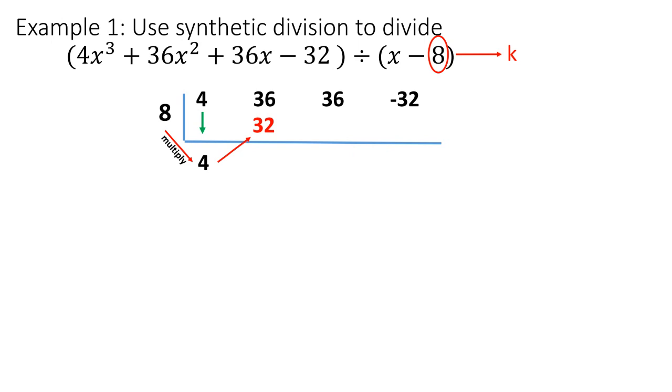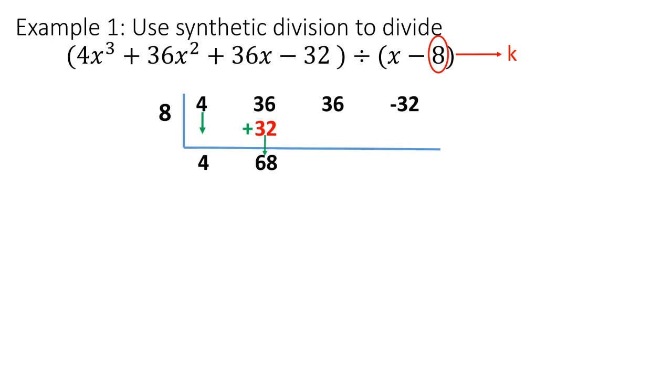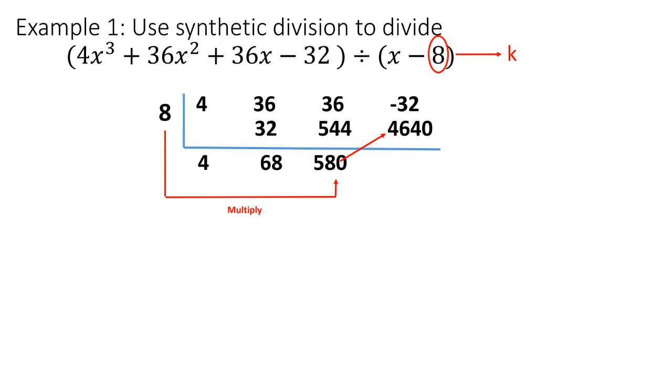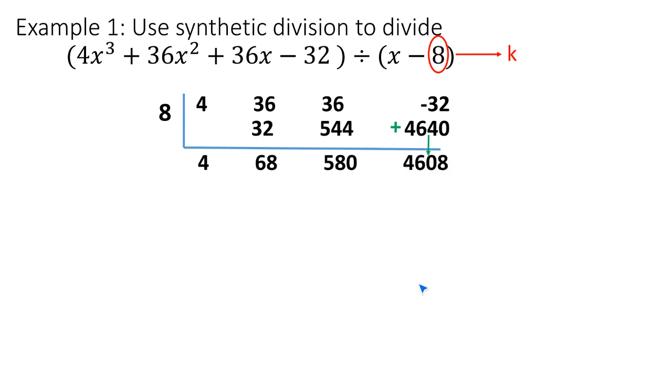So 36 plus 32 is 68. And then 8 times 68 is going to be 544. And then we're going to add it to the 36, and so we end up with 580. And then we continue. 580 times 8 gives us 4,640, plus the negative 32. And so we end up with 4,608.